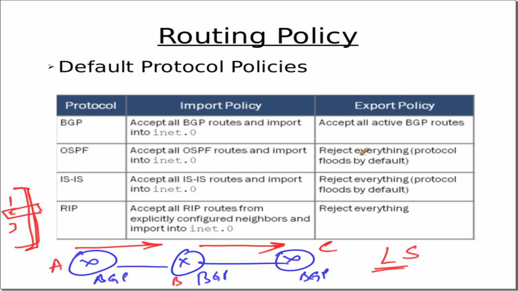And since ISIS and OSPF are both link state protocols using the same algorithm, that is Dijkstra, to calculate the topology view and then calculate the shortest path to reach the nodes, they both have the same characteristics as far as routing policies are concerned.